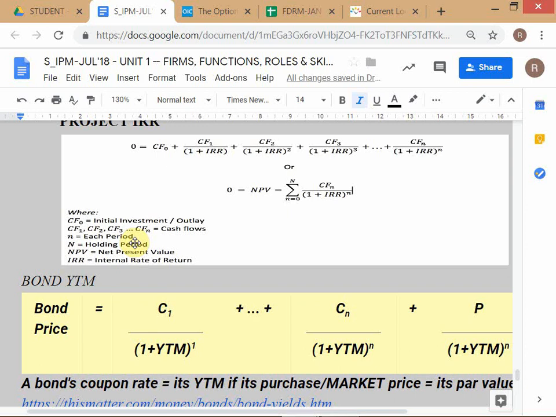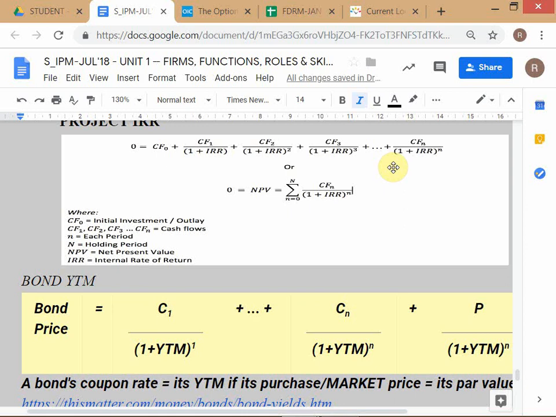replace project and bond with asset. In the first equation, what we see in our rearranged first equation where the CF0 is on the left hand side, is that the IRR is the discount rate which, if used to discount the returns from the project, will create a present value for the project returns equal to the cost of investing in the project. Is this clear? Now the same thing when we go into the second equation.